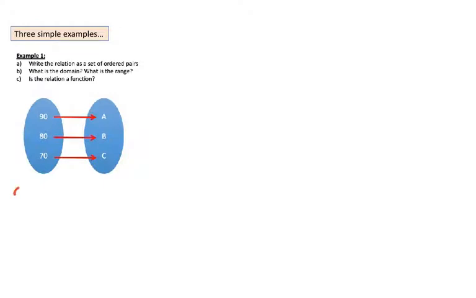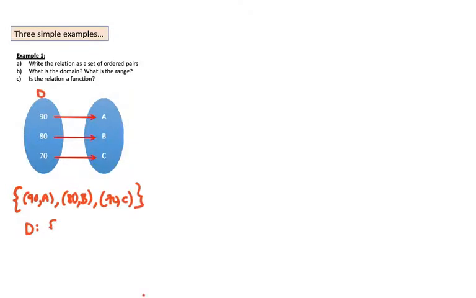We've done that already. So you've got 90 goes with A, and 80 goes with B, and 70 goes with C. What's the domain? What's the range? So the domain is the inputs.